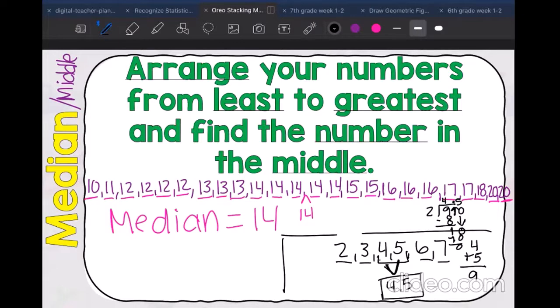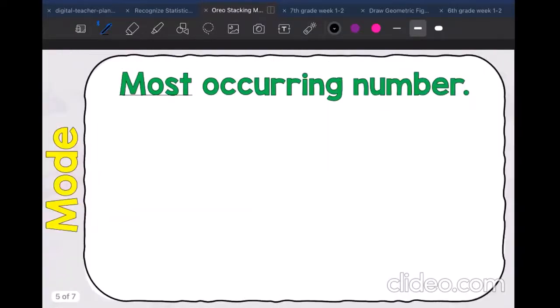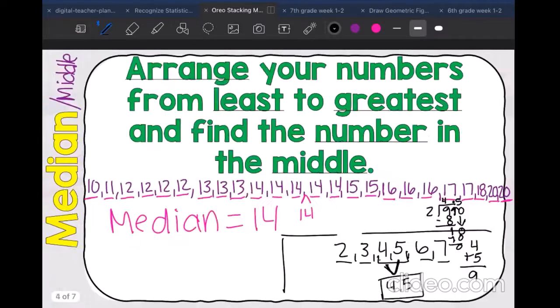All right, so the next one is the easiest, the mode. The mode is the most occurring number. The most occurring number.